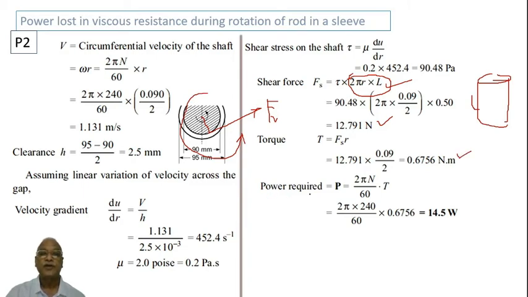Now what is power required? Power is given by 2 pi n T by 60. So substituting all the values, we end up with 14.5 watts. You have seen in a couple of slides earlier that there was a direct formula, and that is much easier than going into all these details, but it is always better that you should know how to arrive at this particular value using fundamentals also.